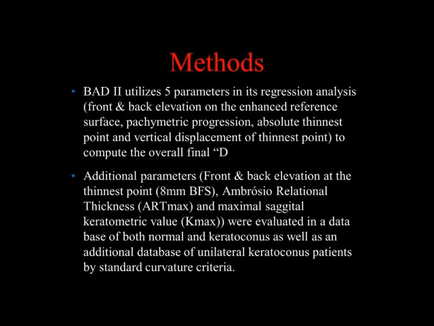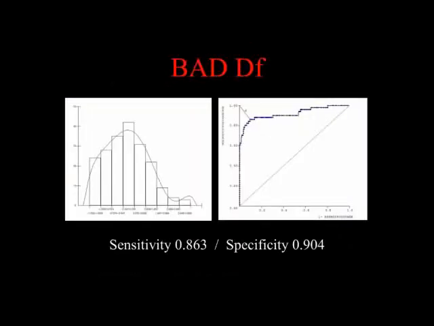So the BAD 2, we already told you, utilized 5 parameters, but the BAD 3 added, again, 4 additional parameters: front and back elevation at the thinnest point, the Ambrosia relational thickness, and the maximal sagittal K reading, or K max. So let's look how these all perform and why we did that.